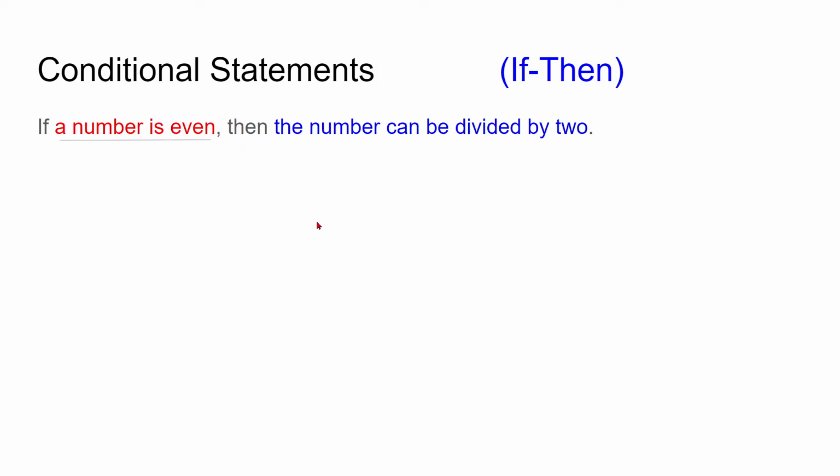So if I ask you to put an underline on the hypothesis, make sure you do not underline if, start with A, and then number is even, and then stop before the comma. When I ask you for the conclusion, make sure that you put it not with the word then, start after that, and then go all the way to the end of the sentence. That's going to be your conclusion.